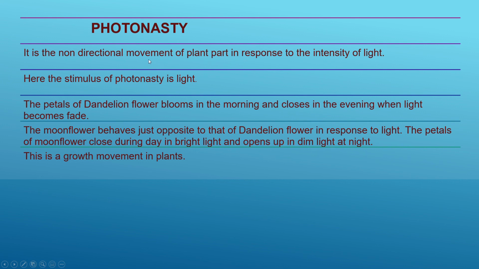So the blooming of the flower depends on the intensity of light, and this type of movement in plants is called photonastic movement.